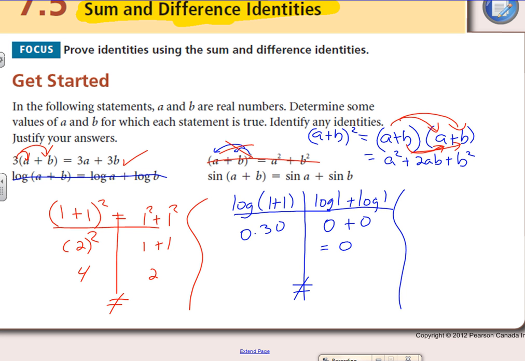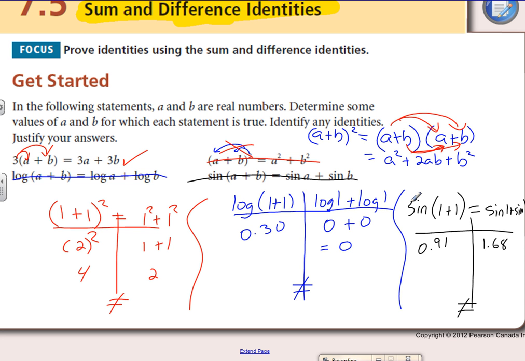Can we just distribute in the sine? Well, let's just stick with 1 and 1. So sine of (1 plus 1) as opposed to sine of 1 plus sine of 1. Running out of room, sorry. So that's sine of 2. Sine of 2, plug it into your calculator, you get about 0.91. Sine of 1 plus sine of 1, you get 1.68. Those are not the same. That one's a no-go as well.